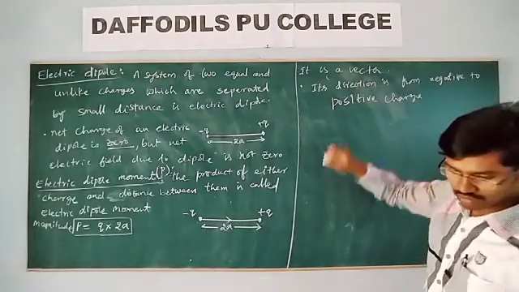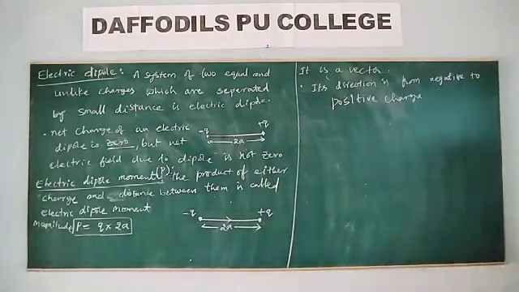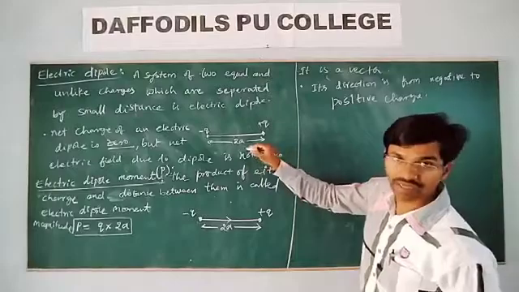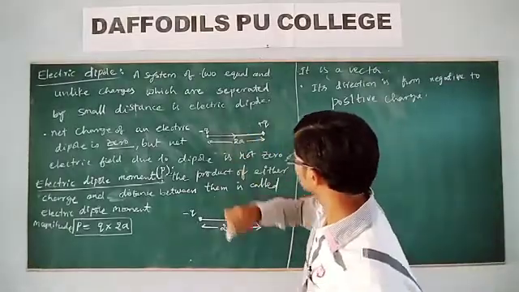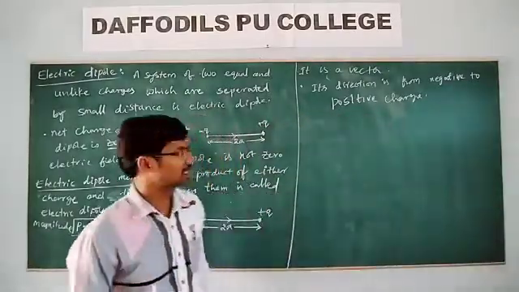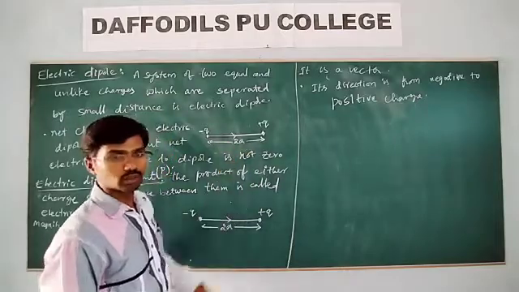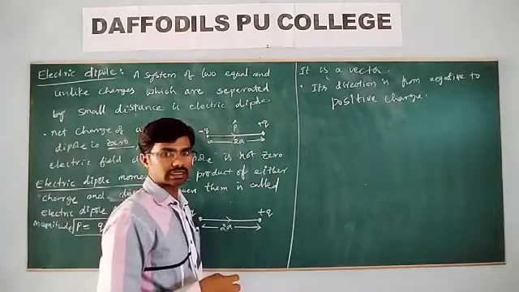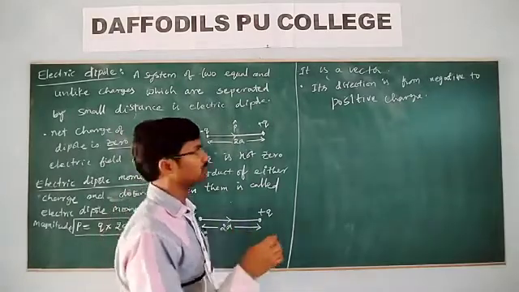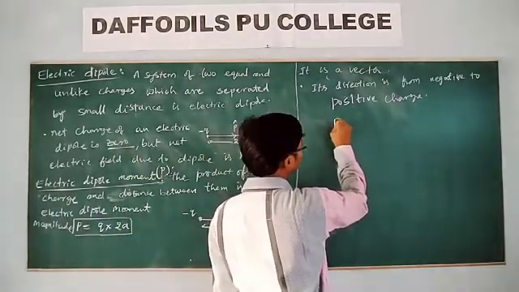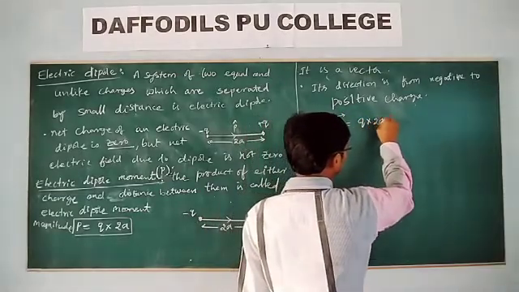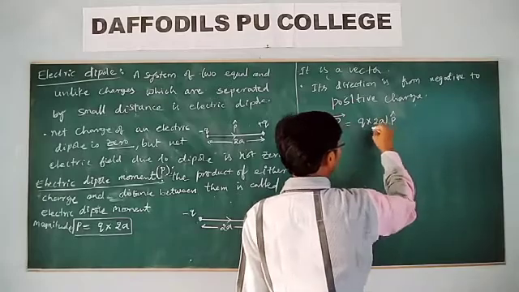Its direction is negative to positive charge. So what we can write to represent its direction is a unit vector, representing the direction from negative to positive. P cap is what? Unit vector which is in the direction of dipole moment. Therefore, the vector form of the electric dipole moment P bar is equal to Q into 2a into P cap.